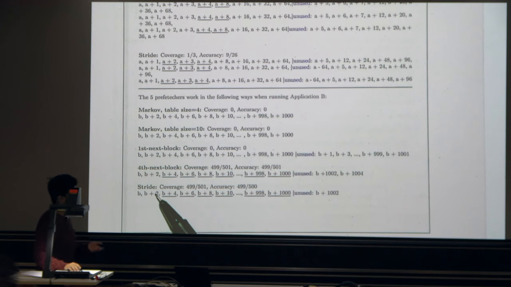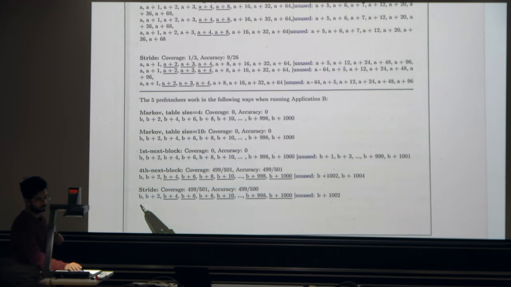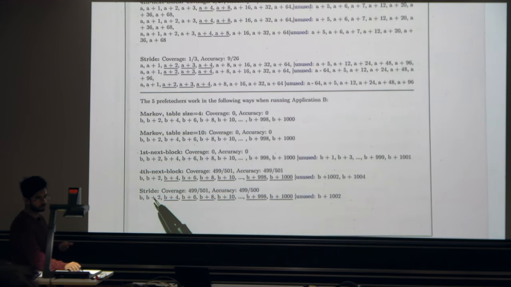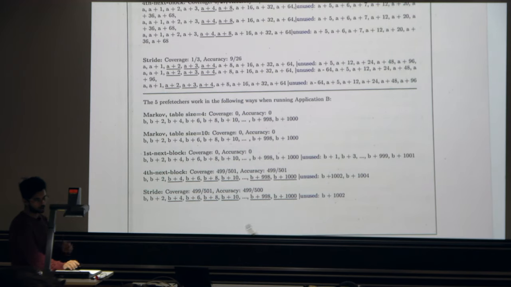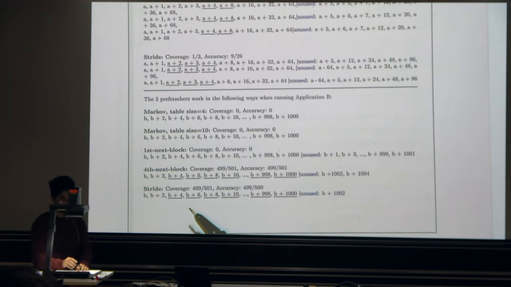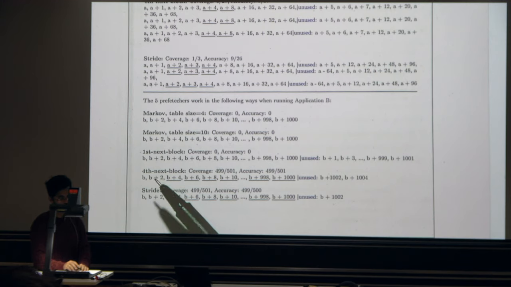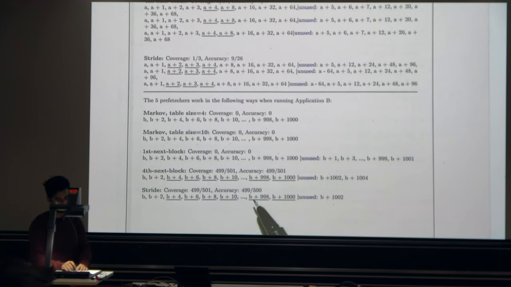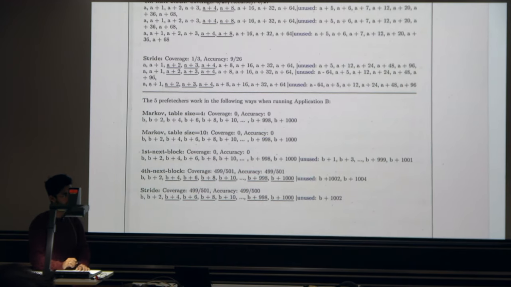Let's look at the stride prefetcher. Stride prefetcher is again the same thing. B and B plus 2, it actually learned a stride of plus 2 and applied the stride again. And as the program behaves very regularly, it just repeats the stride 2 again and again. So it simply covers everything, right? So that means we ended up having two prefetchers for program 2 which have similar coverage and accuracy. Accuracy is a little bit off, but almost similar.